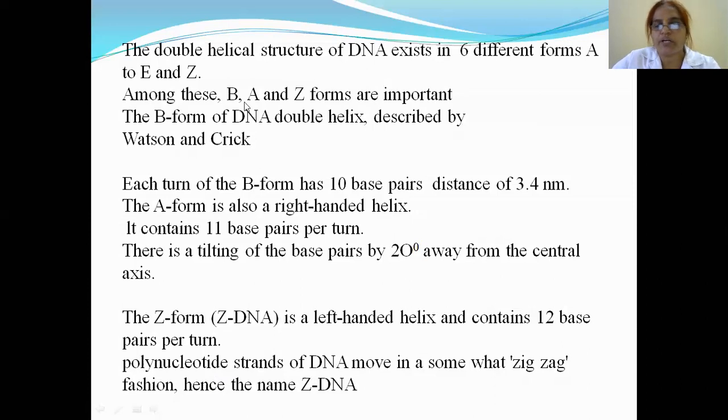See, the B form contains 10 base pairs and is a right-handed helical structure. The A form is also a right-handed helical structure, containing 11 base pairs, and the Z form contains 12 base pairs and is a left-handed helix structure. Two are right-handed helix structures, one is a left-handed helix structure. That is, the Z form is the left-handed helical structure containing 12 base pairs.